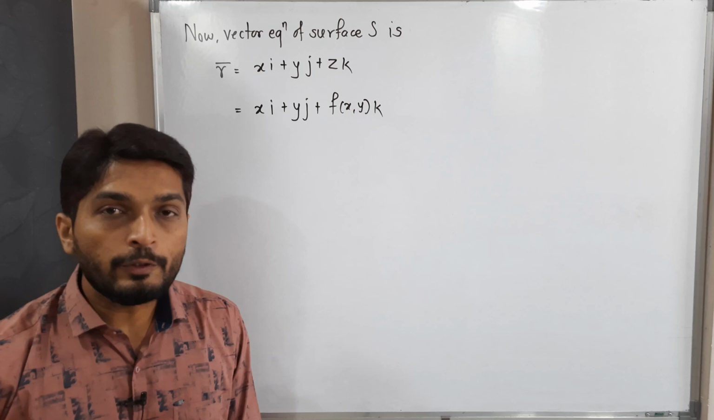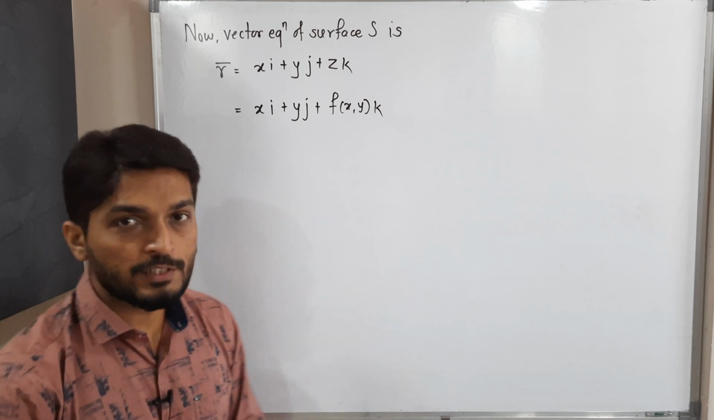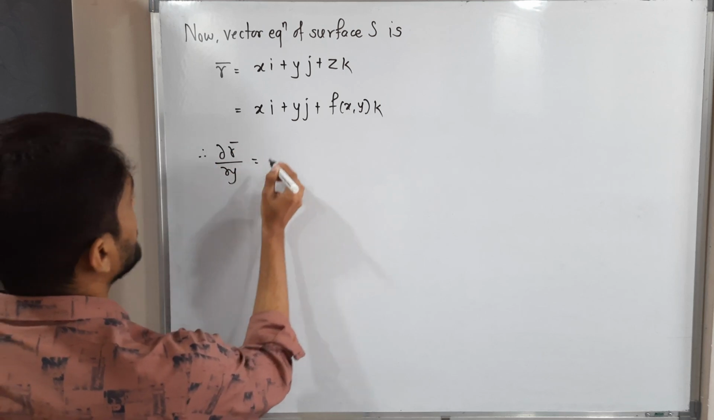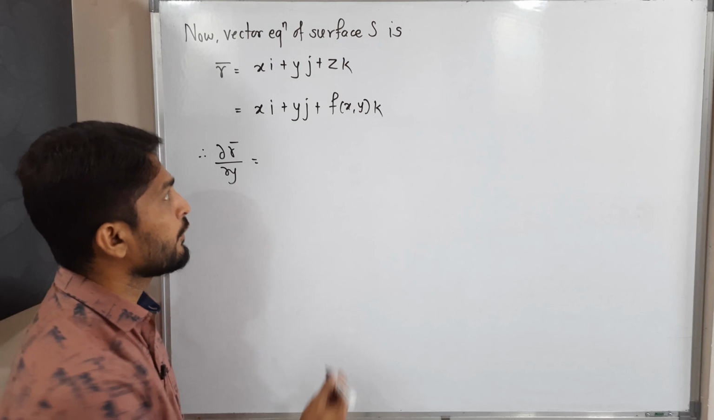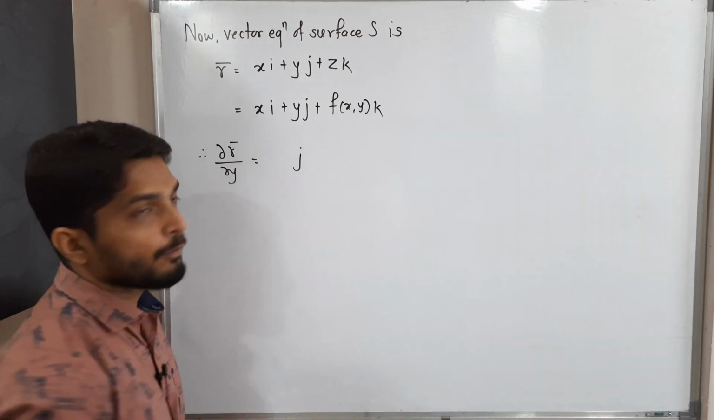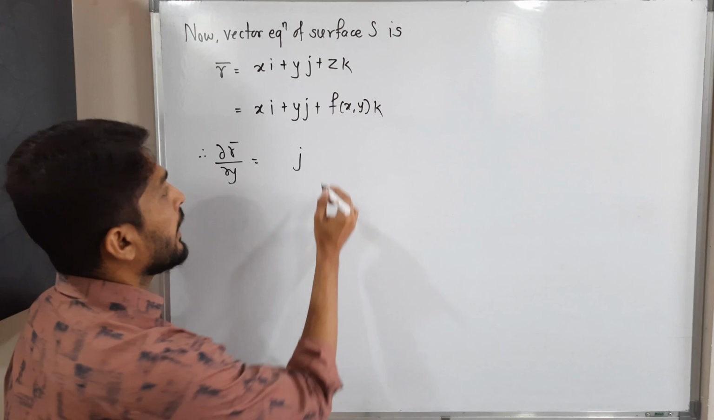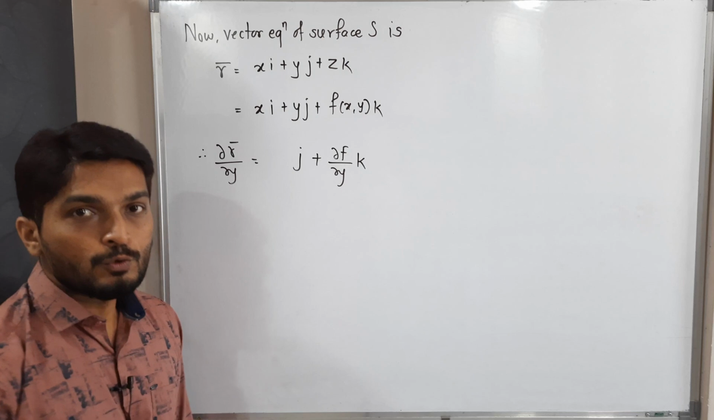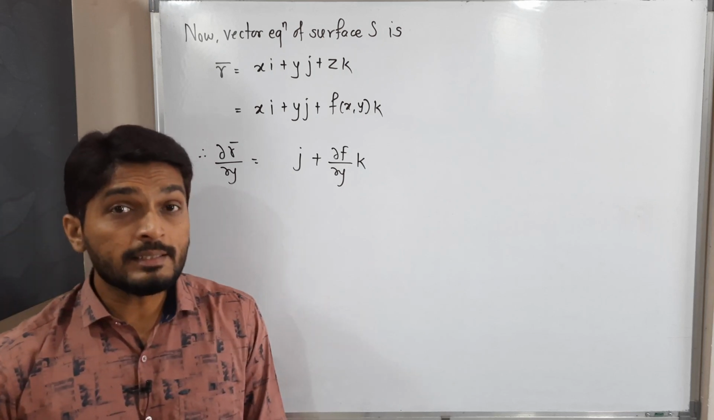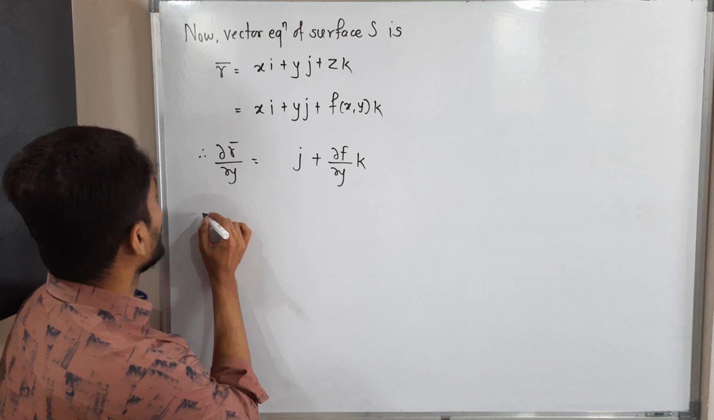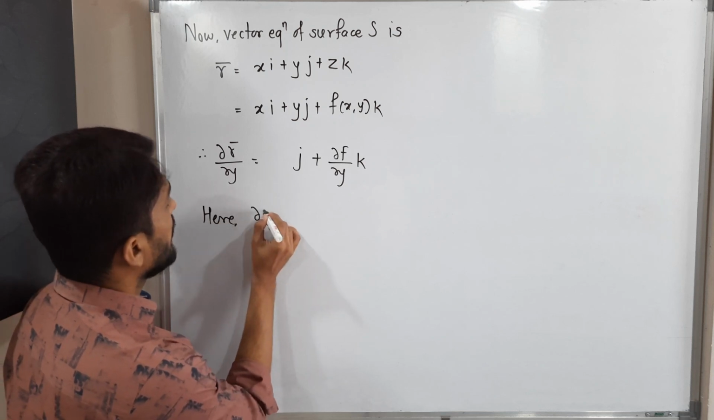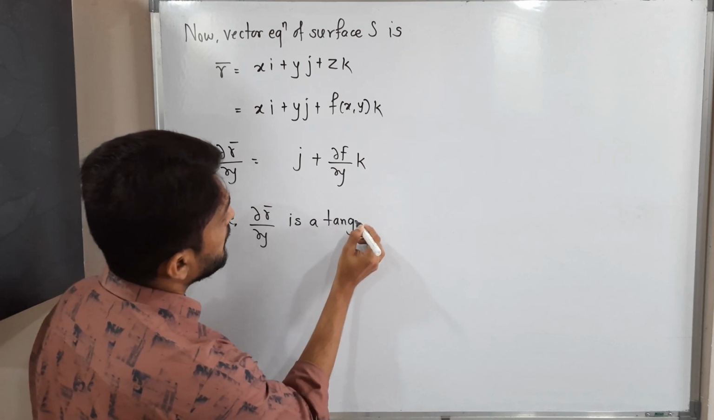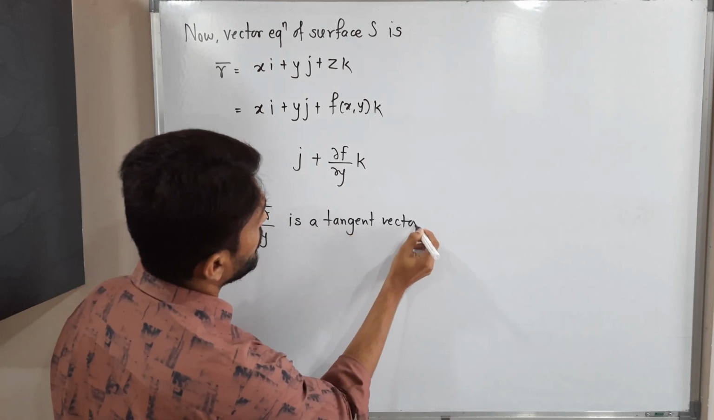Now what will I do? I am going to differentiate with respect to y. So ∂r/∂y is equal to the derivative of x with respect to y, which is 0 obviously, the derivative of y with respect to y is 1, so I am writing simply j, and the derivative of f with respect to y, ∂f/∂y, times k. So this is the value of ∂r/∂y, and it is a tangent vector.